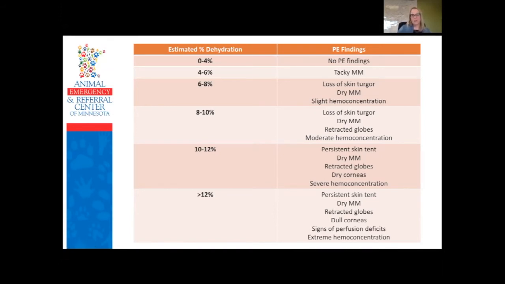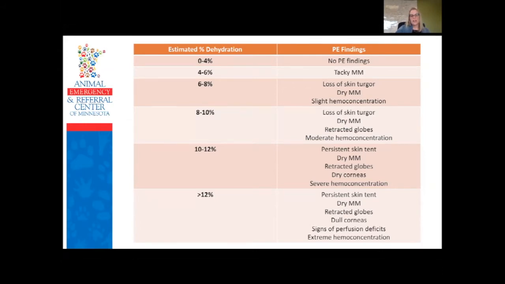So once you get to that 4 to 6% point of dehydration, that's where you're going to start to see some symptoms. And the first thing you might see is some tacky mucous membranes. You've got to really kind of progress past that 4 to 6% level before you start to see more of the classic signs. So in the 6 to 8% range, this is where you're going to see your patients have loss of skin turgor, some dry mucous membranes, and if you're checking any point of care testing with the PCV total solids, they're going to be slightly hemoconcentrated as well.